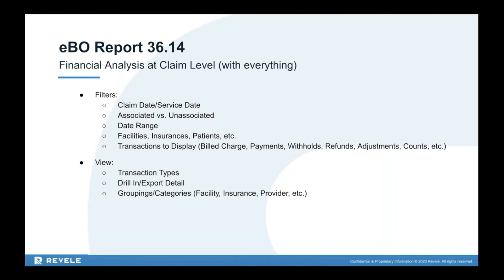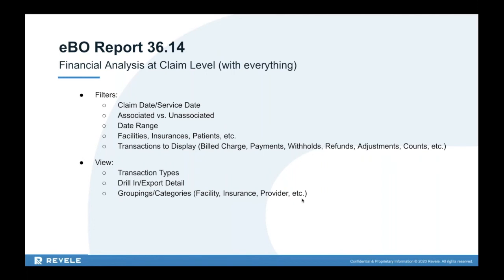But then in that report, you're going to see the transaction type. What I mean by that is you're going to have different columns for billed charges, total payments, insurance payments, patient payments, contractual adjustments, so on and so forth. Same with the other report. You can drill in if it's an HTML because it's just going to be a summary overview. You can drill into that claim detail. You can export. And then again, you can organize your report before you run it to see that claim level analysis organized by facility, insurance, provider, so on and so forth.